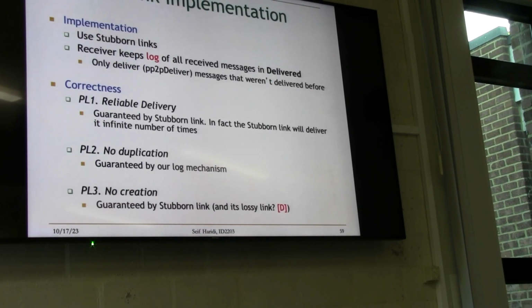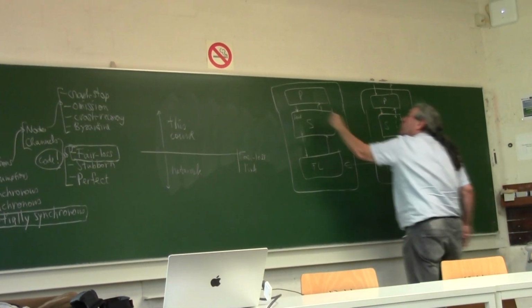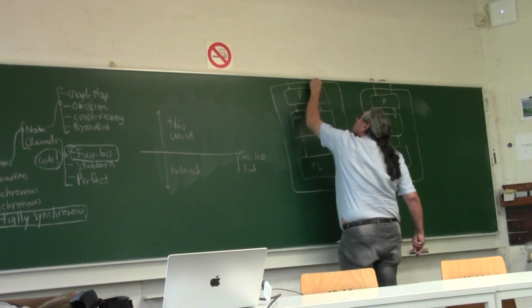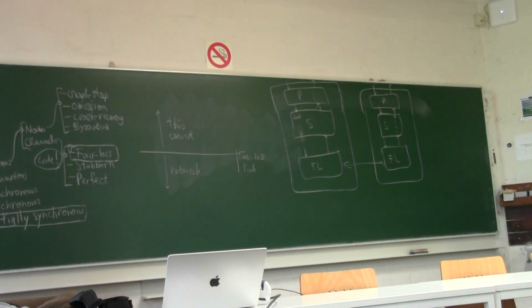So this one will be built on top of the stubborn links. We're going to add another layer on top here. A third layer. The perfect links. Perfect point-to-point links. So we have now our system of three layers. This one is going to use the stubborn links, and it uses another data structure. So again, it's going to be very simple. It keeps a log.